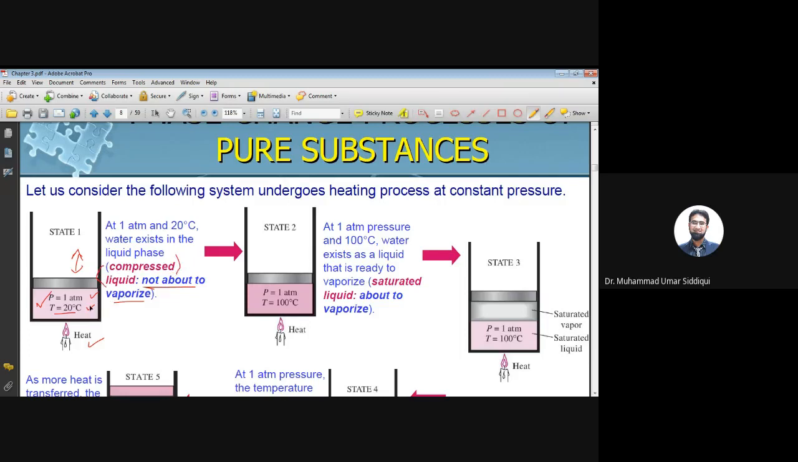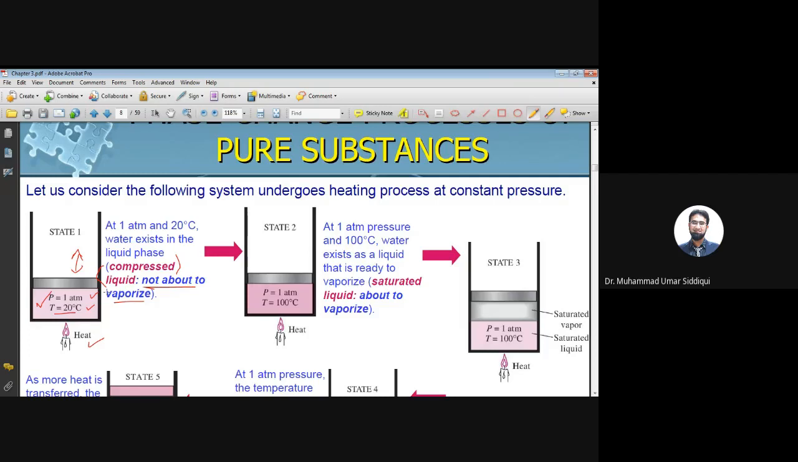So this is a state known as compressed liquid. I'm going to go step by step. This slide, I'm going to spend some time on because it will be fundamental for your understanding. I'm going to ask you step by step, do you understand this phase or not? Okay, so state one is compressed liquid.